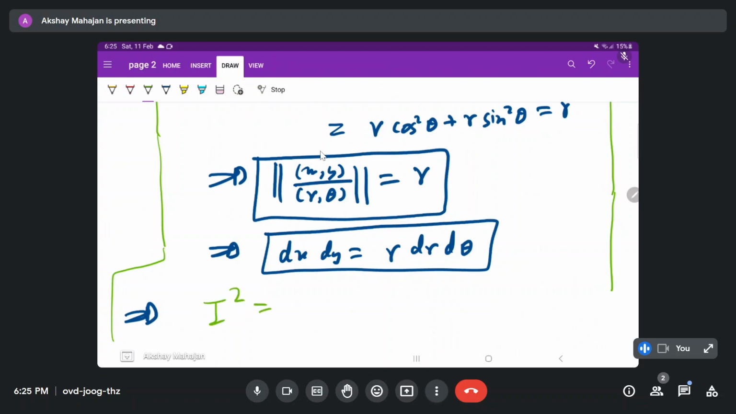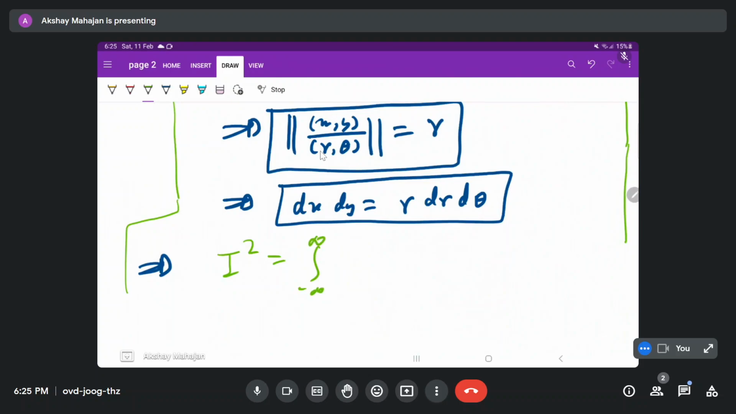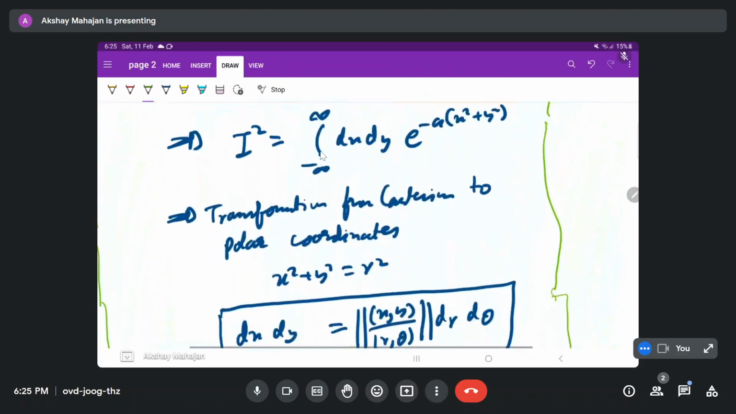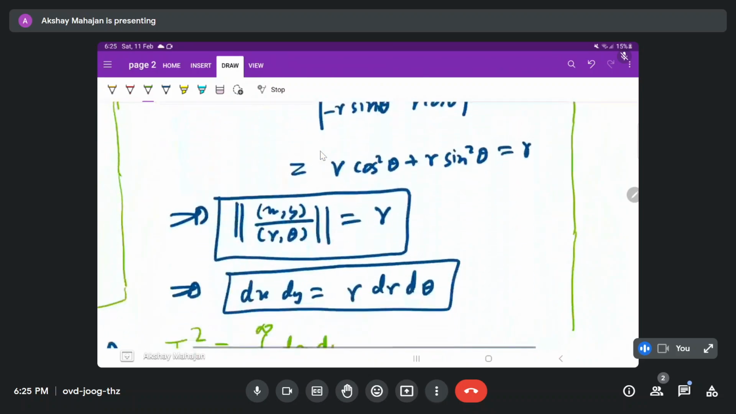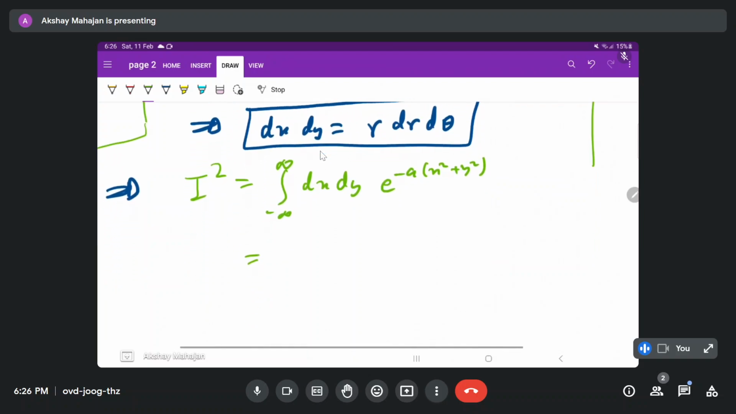Okay, so now we have I squared. What we were solving, we had integration from minus infinity to infinity, dx dy, times e to the power minus a (x squared plus y squared). Now what we obtained from the Jacobian we will use now. So I squared is the integration from minus infinity to infinity, and I will write r dr d theta. Let's not put the limits right now. Instead we write r dr d theta, and it will be e to the power minus a r squared.